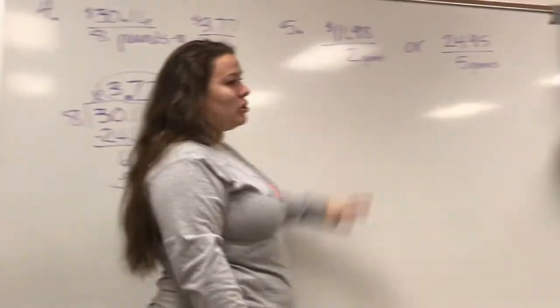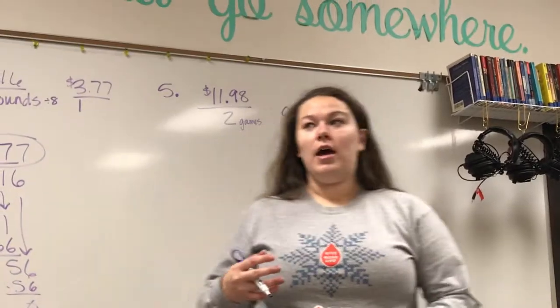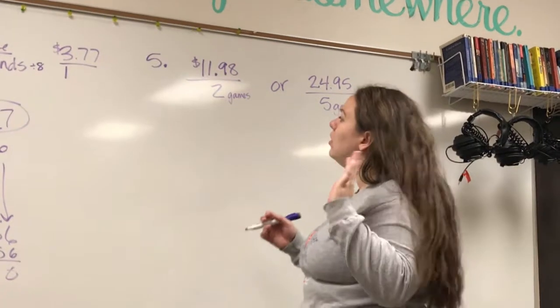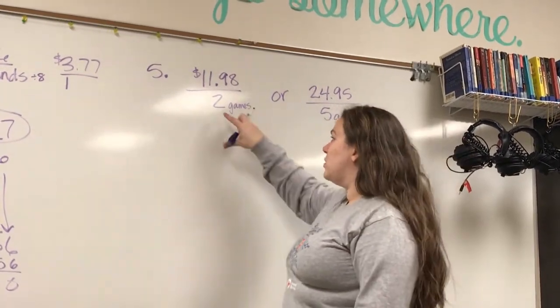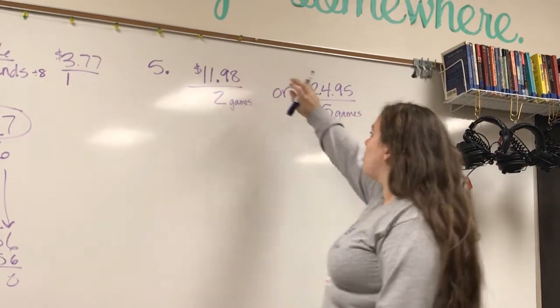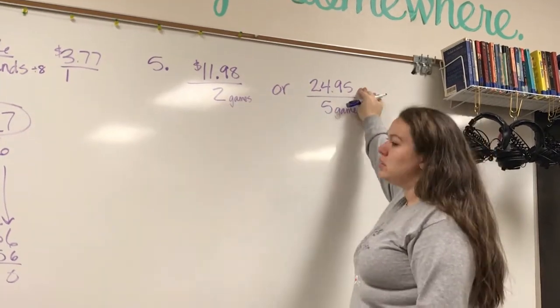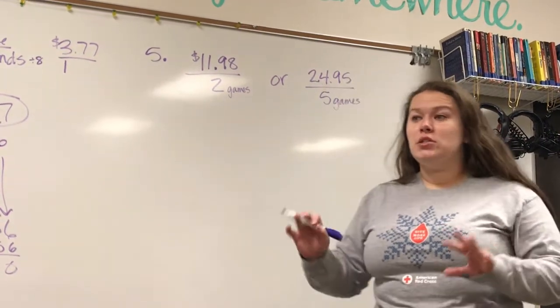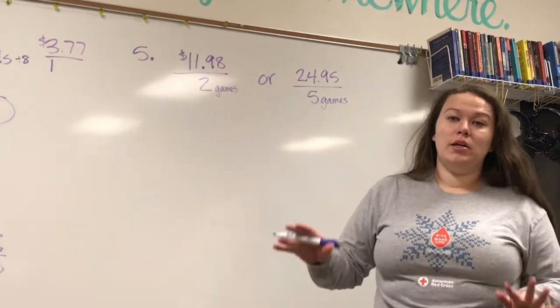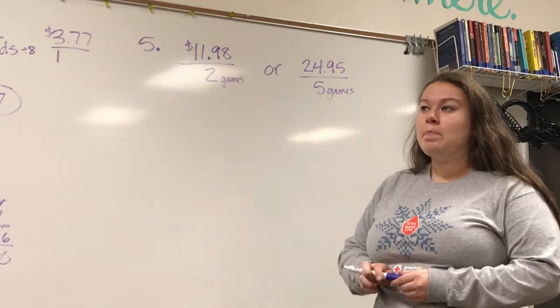On number 5, it's a story problem, and it says that a game shop has a deal, and it says you can get 2 games for this price, or you can get 5 games for this price. And it wants to know what is the better deal. This is where unit rate comes into play so often. Okay.